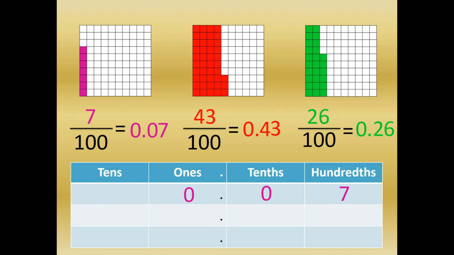Now what about for the red? Do we need anything in the tens column? No. Do we need anything in the ones column? Yes, and what should go there? A 0. And what about our tenths column? What should go there? Our 4, and our hundredths column should be the 3. And then for our green, we have no tens. We have a 0 in the ones column, a 2 in the tenths column, and a 6 in the hundredths column.